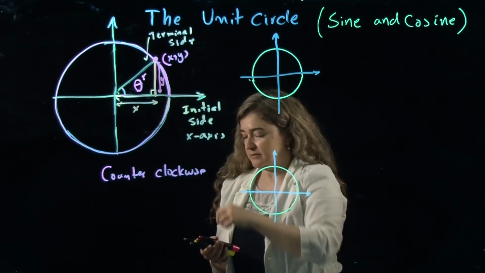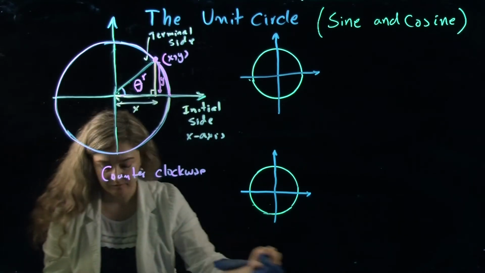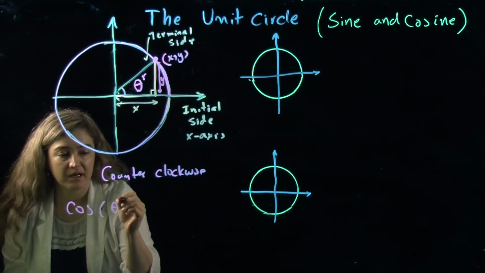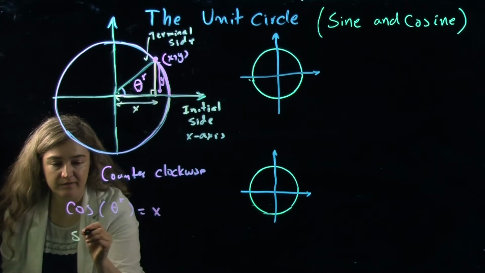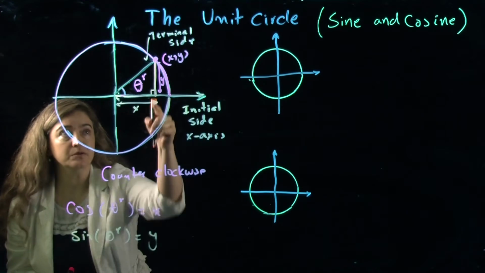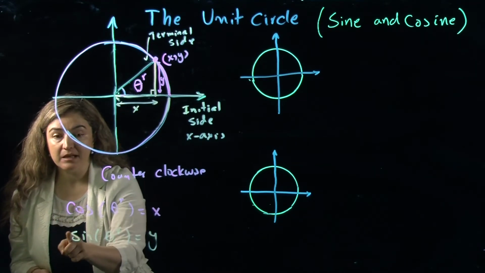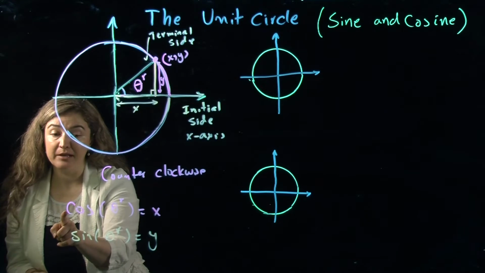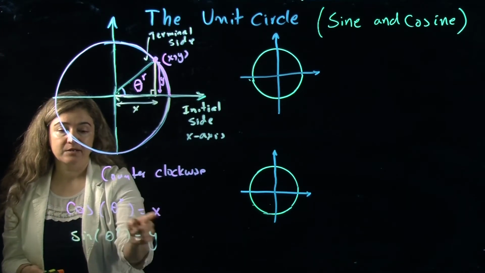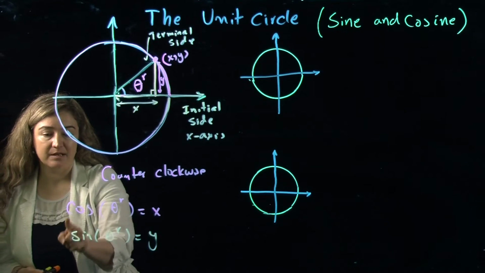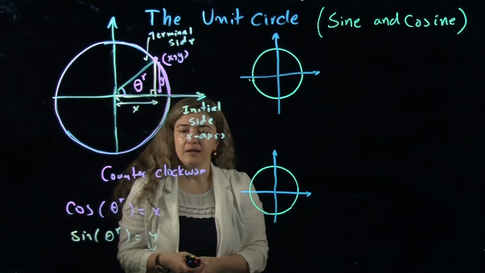Sine and cosine of theta, so let's start with cosine of theta is equal to that x, and sine of theta is equal to that y. How do I memorize this? Cosine starts with C, sine starts with S, and C in the alphabet comes before S. X and Y, X comes before Y. So X goes with C, Y goes with S, because of their alphabetical order. That's how I memorize it.